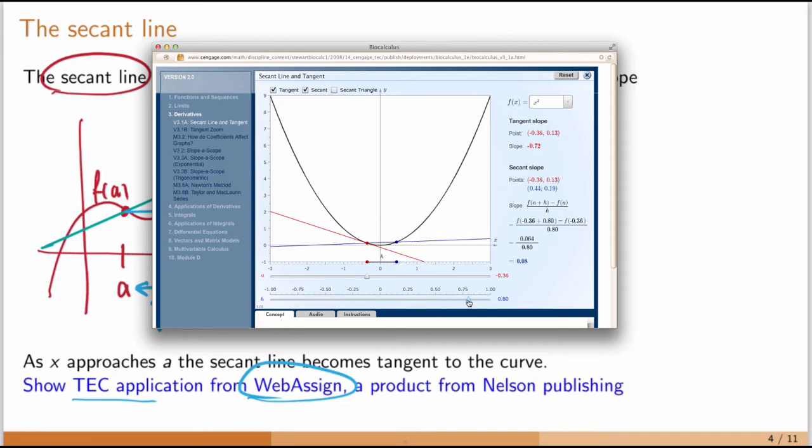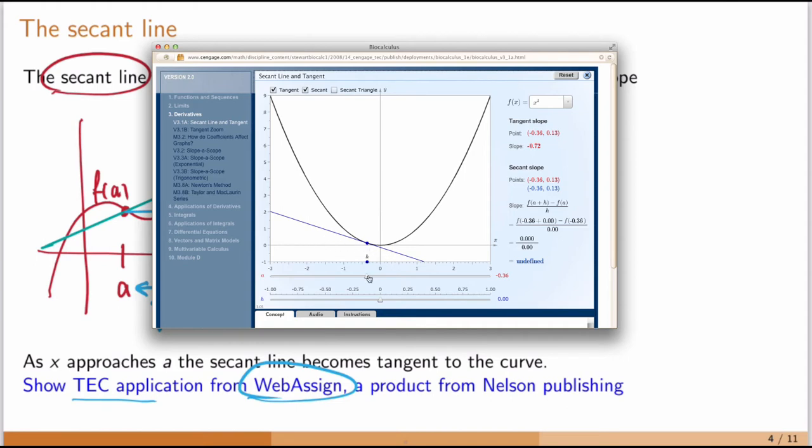If I move the blue point to the red point, then it turns out that the blue line at some point will overlap with the red line right here. And then if I continue moving the slider, then the secant line goes away from the red line. So now exactly at this point where x and a overlap, we have a tangent line. So the blue and red line, they overlap now. The tangent line touches the curve.